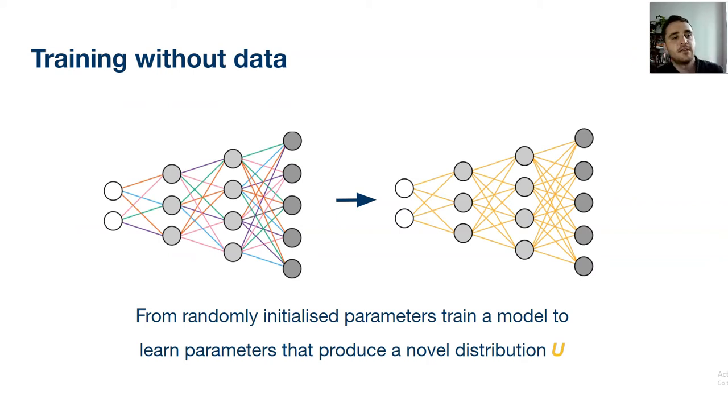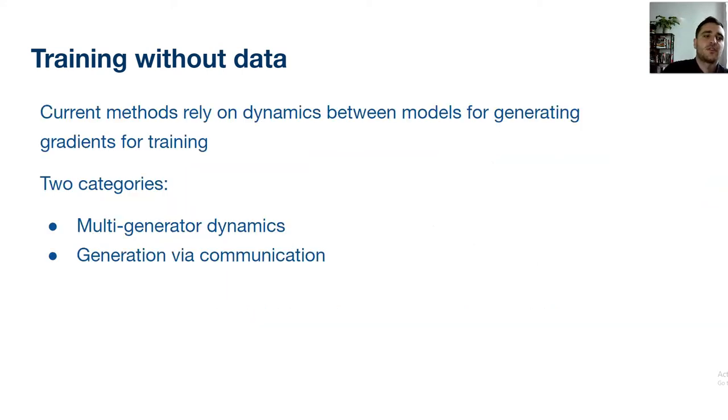The next method in our taxonomy is training without data. Here we're starting from a network with randomly initialized parameters, and we train the model without any data, and in doing so we're almost certainly going to find parameters that produce a novel data distribution. The current methods rely on the dynamics between models to provide these gradients that are used for training. And we've got two methods to date, which are multi-generator dynamics and generation via communication.